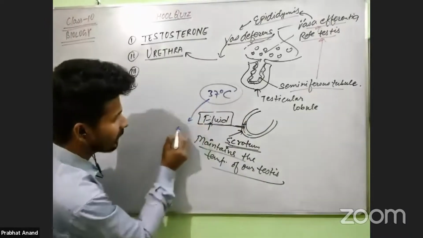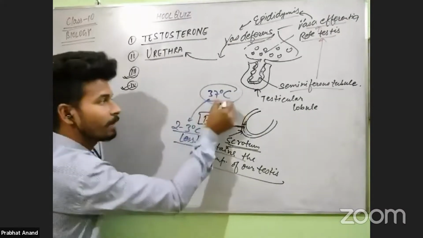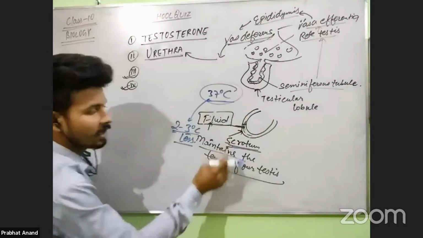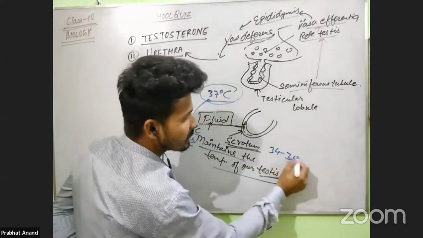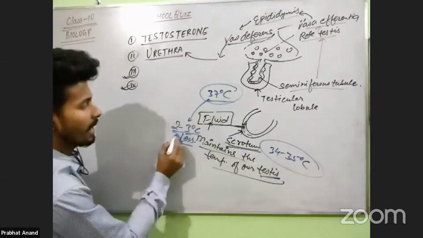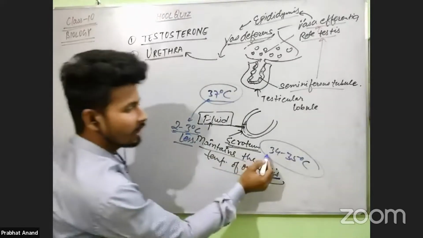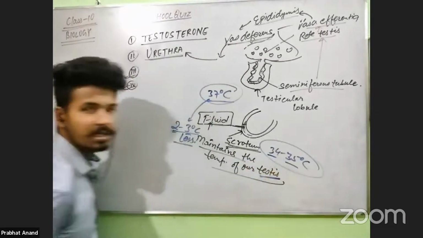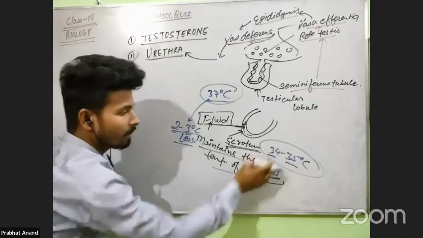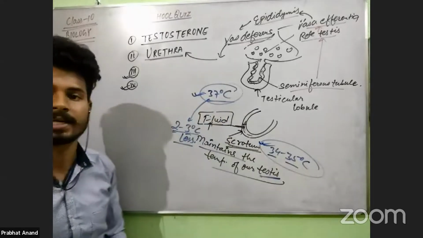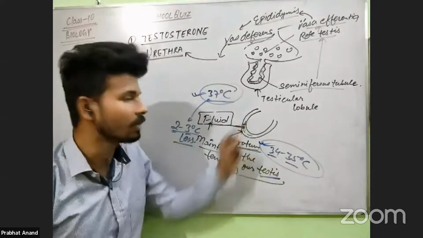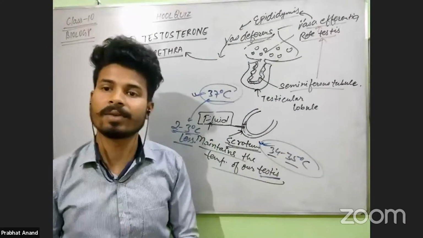So it maintains the temperature 2 to 3 degrees Celsius less than body temperature. So its temperature, as we consider in the testis, would be 34 to 35 degrees Celsius, right? If we subtract 2 to 3 degrees Celsius, it will be approximately 34 to 35 degrees Celsius. So the normal temperature of our testis is this, but our normal body temperature is 37 degrees Celsius. And this is the function of our scrotum, which is present on the testis as a covering layer.